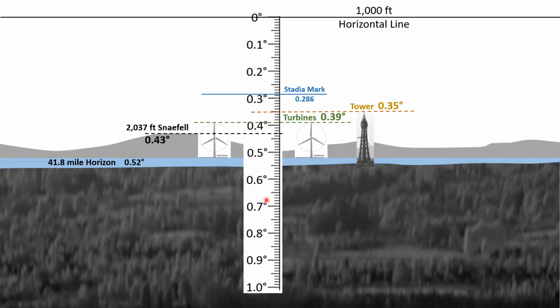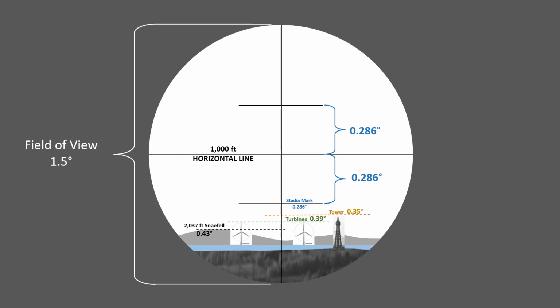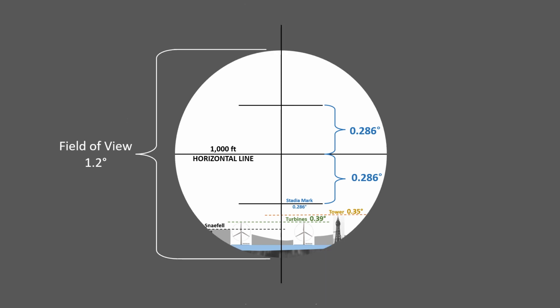Again, I use an angular size ruler scaled to that Stadia mark, and we can see that everything is much closer to this Stadia mark. Also, quite a bit less water is visible. This is what Ranty would see if his auto level has a field of view of 1.5 degrees. And if his field of view is 1.2 degrees, this is what he would see.